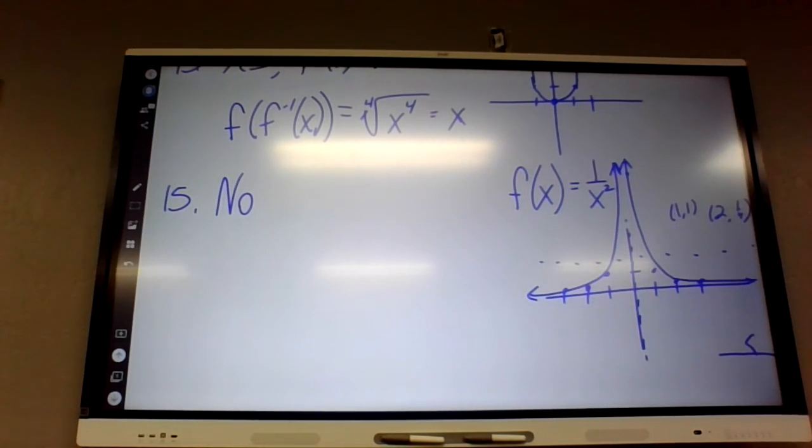Maybe we should do a worksheet where we graph all kinds of weird stuff. That might be helpful.